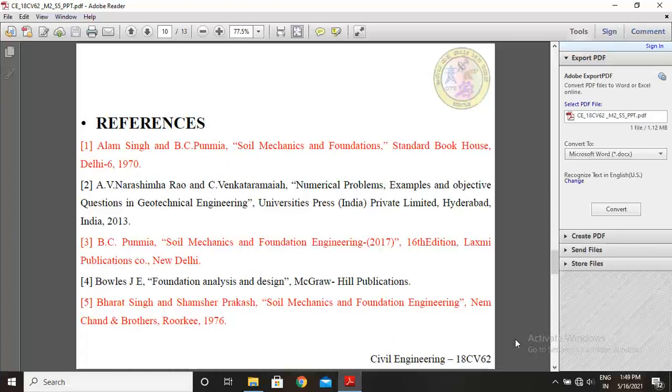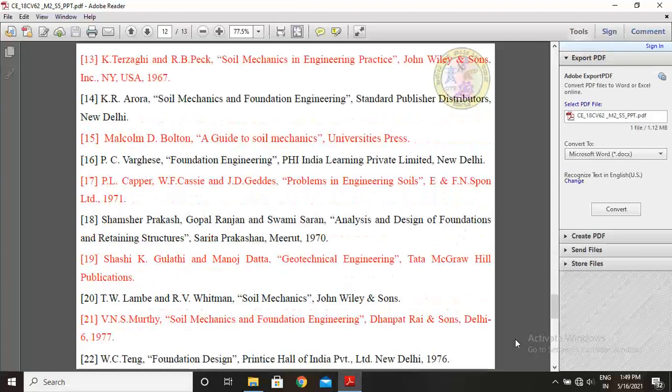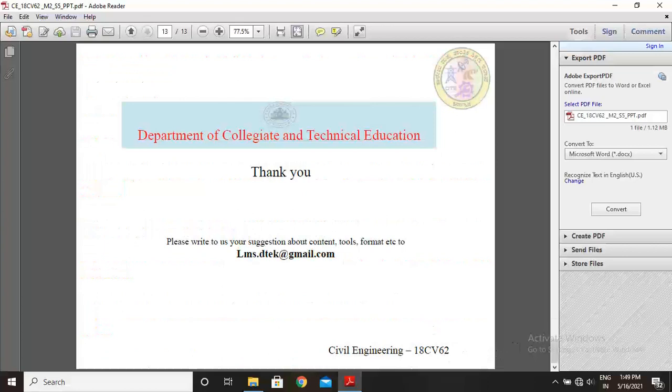So these are the references used for stress distribution in soils to solve the different types of problems, with different codes as well as textbooks, papers or reports. Thank you one and all. Next class I will be continuing.